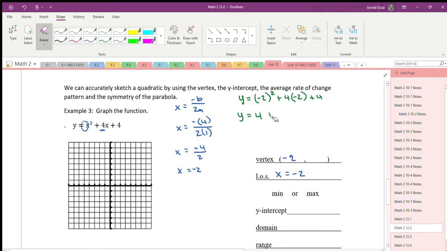And then 4 times -2 is -8, plus 4. So 4 minus 8 is -4, plus 4 is 0, so y is going to equal 0. So our vertex is (-2, 0). So I know this graph is going to have a vertex at (-2, 0). And then how do we know if it opens up or down?